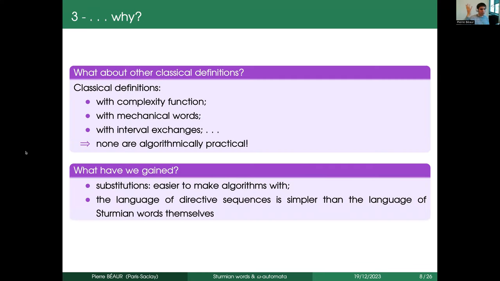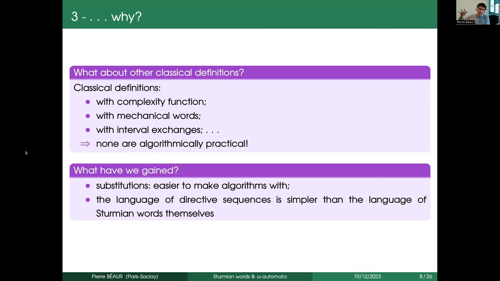Why am I using such a definition? First, what about the classical definitions? They are often using combinatorial properties. And the problem of combinatorial properties is that they don't provide me many constructive ways to build Sturmian words. Or they are a bit tricky to use with omega automata.